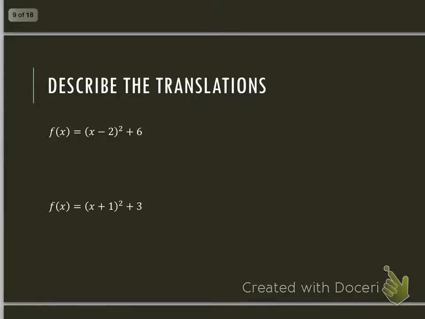Okay, this one, got a plus 6 on the outside. It's going up 6. Minus 2 on the inside, it's opposite of what you think, so it is going right 2. Plus 3, we are going up 3 and left 1.